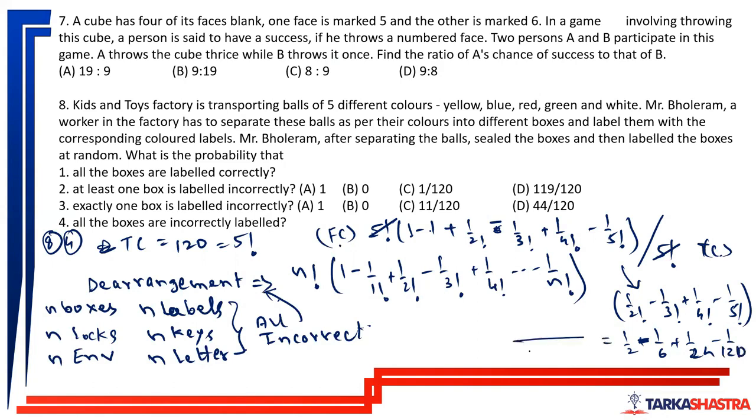This is equal to, with base 120, 60 minus 20 plus 5 minus 1. So 65 minus 21 is 44 by 120, which is 11 by 30. Okay, so here we have to use dearrangement. Here we have to use dearrangement.